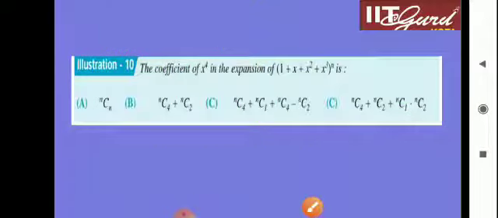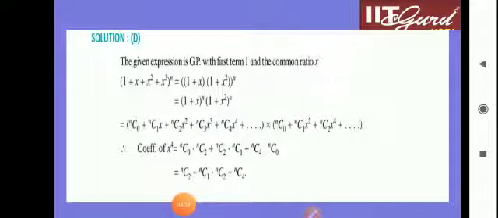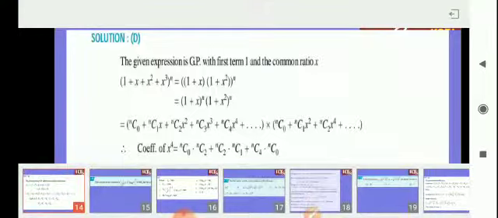So let's see the solution. Solution is over here. Okay. So you can see the solution and copy it also, and come to another question. Another question, let me see here.